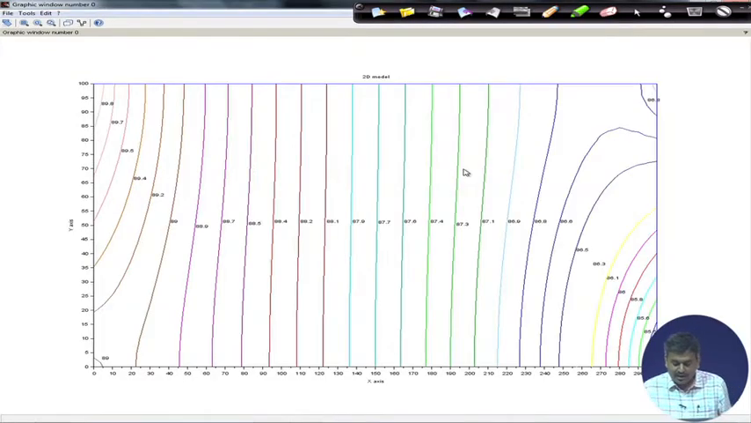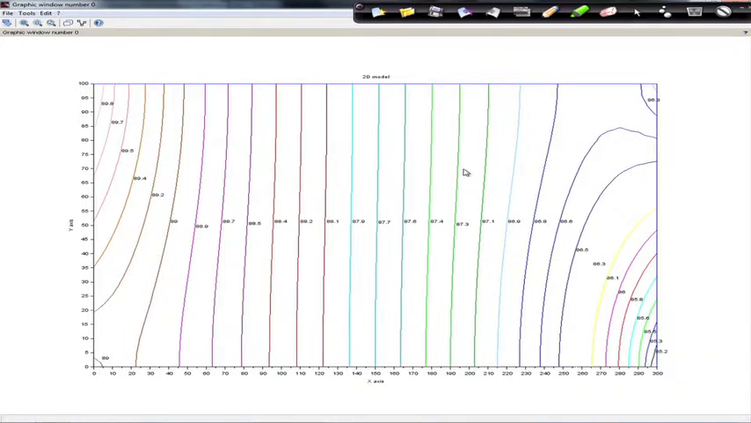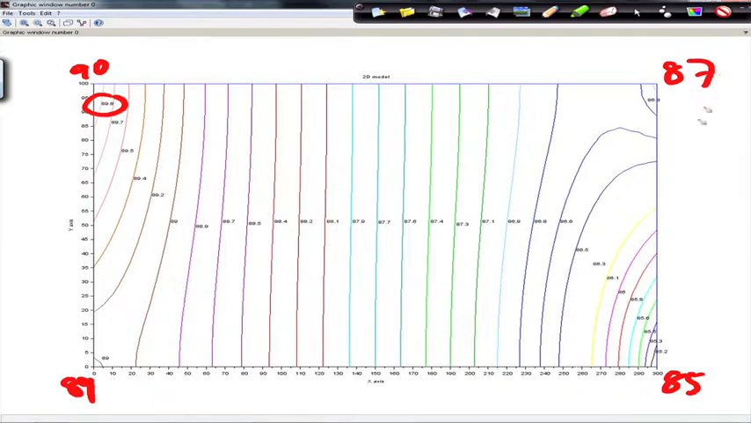Interestingly, I am getting the contour plot. Whatever value we have specified in this case, we are getting that. So near to this one we are getting 89.8. Obviously, we have specified 90 here, 89 at this point. So near to this 89, 85, this is 87.